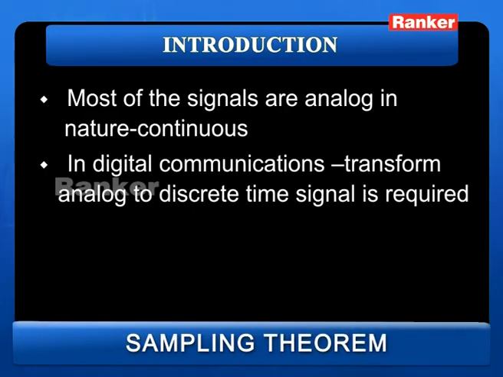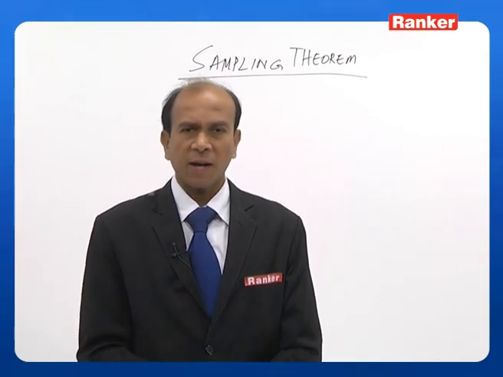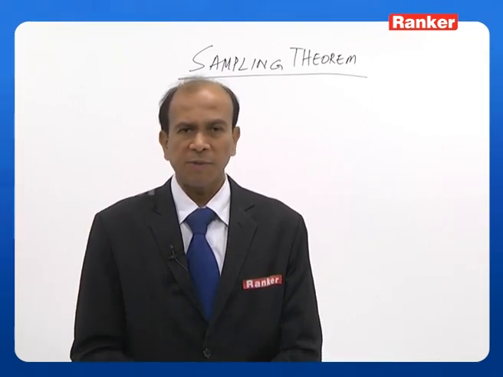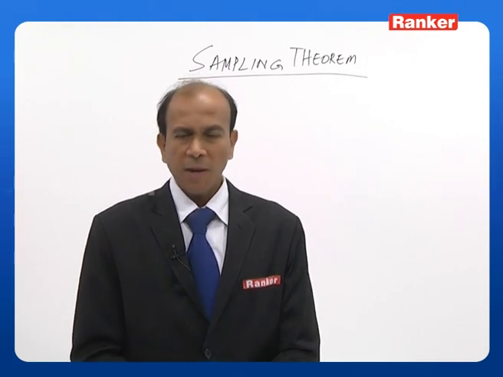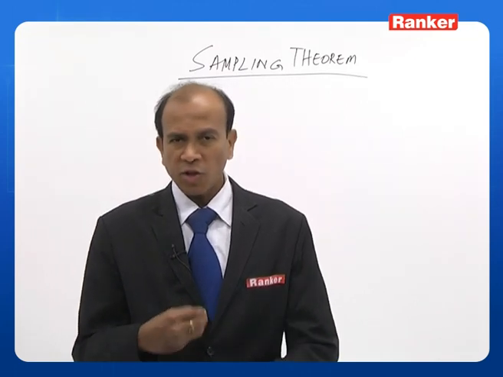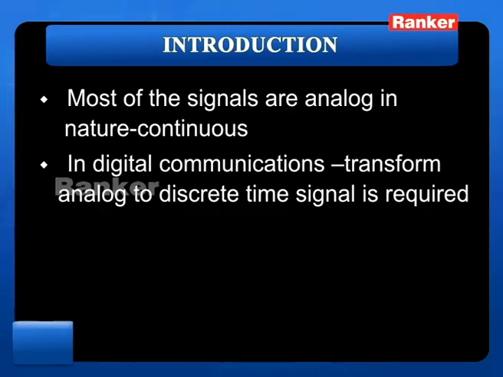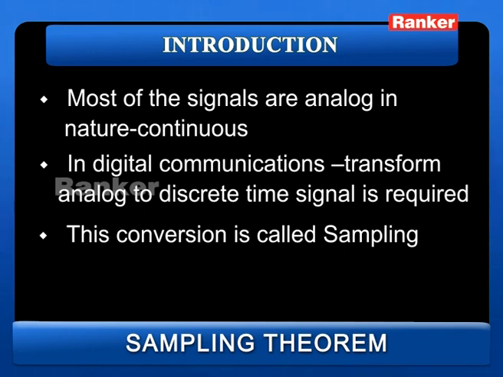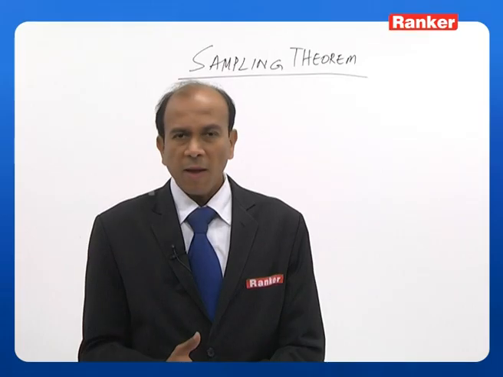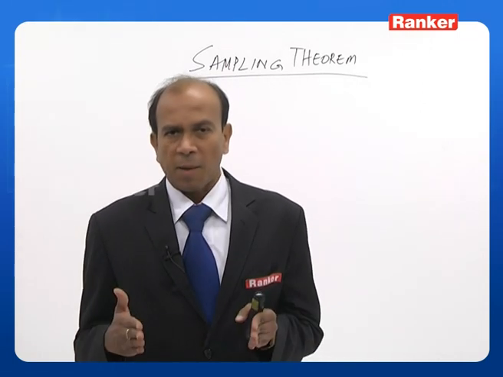In digital communications, first of all, the analog signal is transformed into a discrete time signal. The first step in digital communications is converting a continuous time signal into a discrete time signal. In doing so, we have to ensure that a continuous time signal is somehow converted into a discrete time signal. This process of conversion is called sampling. The process of converting a continuous time signal to a discrete time signal is called sampling.